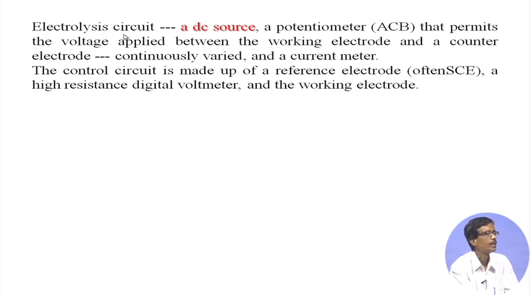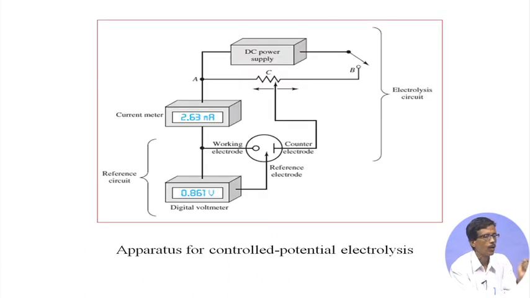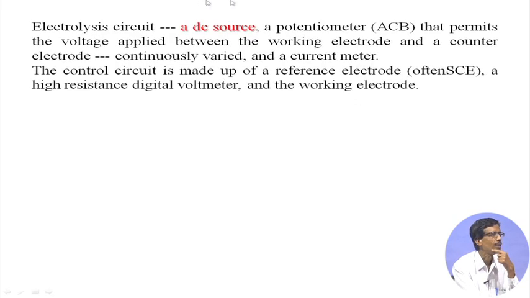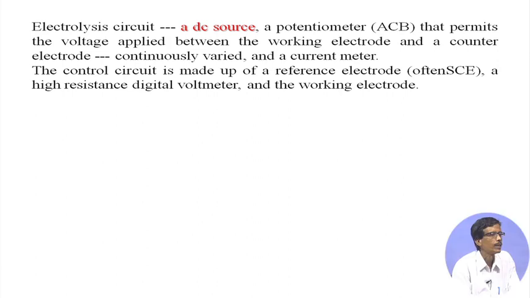Now, what we have seen, that whole circuit, now we will see how we can explain the typical circuit. This circuit will have a DC source, a direct current source, definitely not an alternating current, because if you have the alternating current, then it moves from one direction to the other, and the nature of your electrodes will also change.